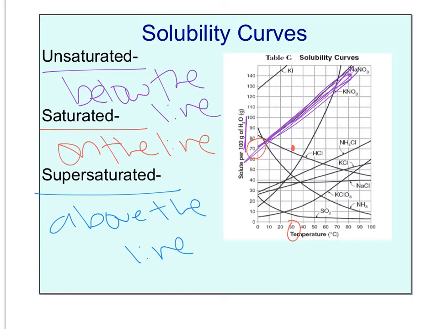Now, if I had dissolved around 100 grams of solute at 30 degrees Celsius, that would be a saturated solution. So at 30 degrees Celsius, 100 grams of sodium nitrate in 100 grams of water would be saturated. If I had forced my solution to hold 130 grams of solute at 30 degrees Celsius in 100 grams of water, that would be supersaturated. So you're looking at where your point is relative to your line, and you can do that for any of the lines on this graph.